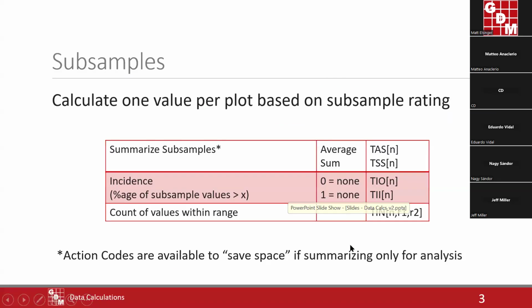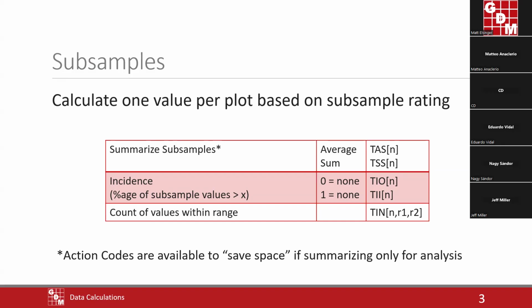So back to the PowerPoint here, the action codes, TAS or TSS, will give us the average or the sum of our subsamples. A note here, you certainly can create a brand new column that will give you that value. Don't know how often that would be entirely necessary to simply create the average of those subsamples if you're only wanting that in order to perform ANOVA or some analysis or graphing.